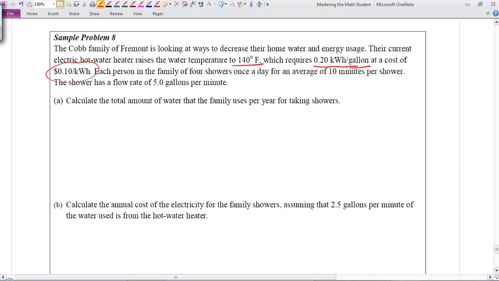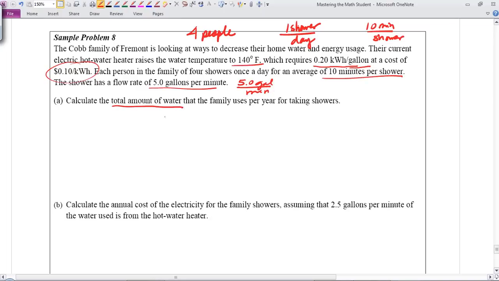So each person in the family of 4, so 4 people, showers once a day, 1 shower per day, for an average of 10 minutes per shower. The shower has a flow rate of 5 gallons per minute. I'm feeling a dimensional analysis fest coming on. Calculate the total amount of water that the family uses per year for taking showers.